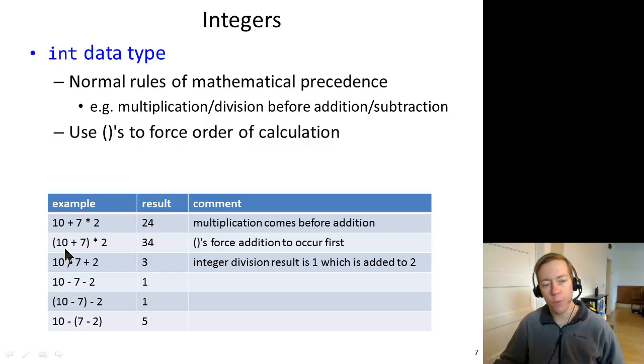If I in fact want the 10 plus 7 to go first, I can force that to happen. I need to put parentheses around that expression. Parentheses have higher precedence than multiplication. So the 10 plus 7 occurs first, and then we get the result of 34. Similarly, division gets to go before addition. 10 divided by 7, but remember, 10 divided by 7 is 1. Okay, 1 plus 2 is 3. And here are some other examples showing you can change the result by putting parentheses in there.